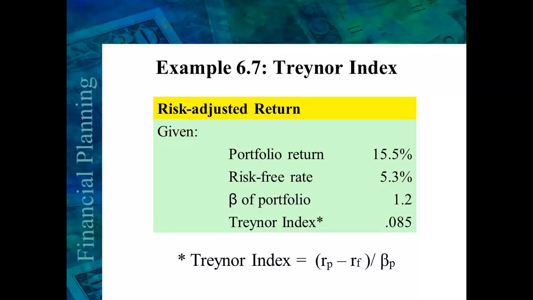What is the Treynor Index of a portfolio given a portfolio return of 15.5%, a risk-free rate of 5.3%, and a portfolio beta of 1.2? The Treynor Index is calculated as 15.5% minus 5.3%. That difference is then divided by 1.2. The resulting calculation equals 0.085. Similar to the Sharpe Index, the Treynor Index is a comparative measure of performance, and the higher the number, the better.